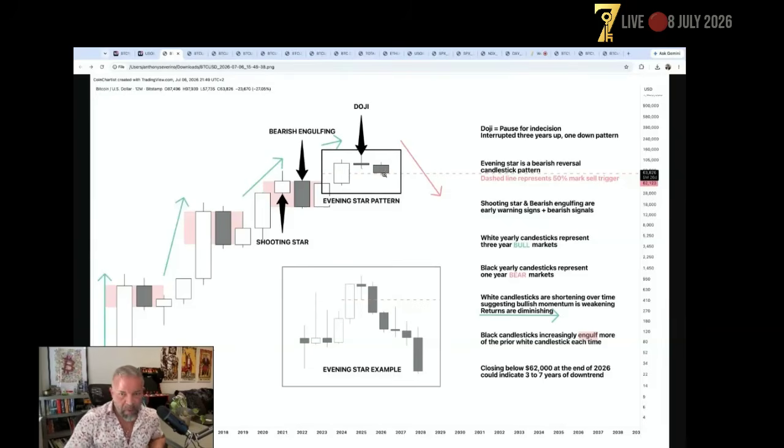And if we get a close below, say, 62,000 at the end of 2026, this completes this evening star pattern and puts up to 3 to 7 years of a downtrend into play. I found an example. This is actually Bitcoin, just on a lower time frame. And you can see that the downtrends can get pretty aggressive too.